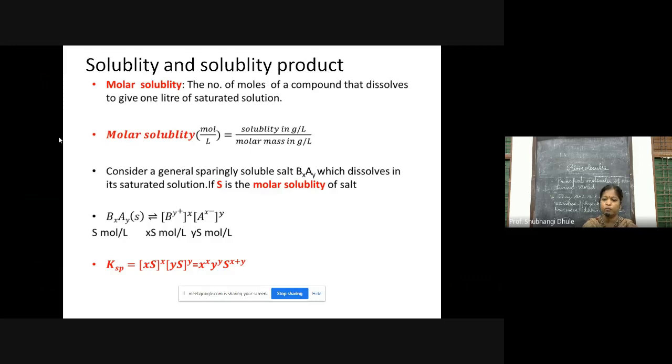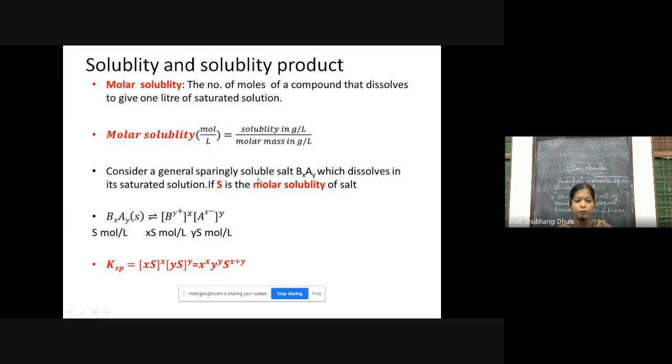Now you can see that this molar solubility is related with the solubility in grams by the equation: molar solubility, expressed in moles per liter, is equal to solubility in grams divided by the molar mass in grams per mole. So simply, solubility in grams divided by the molar mass gives you the molar solubility.